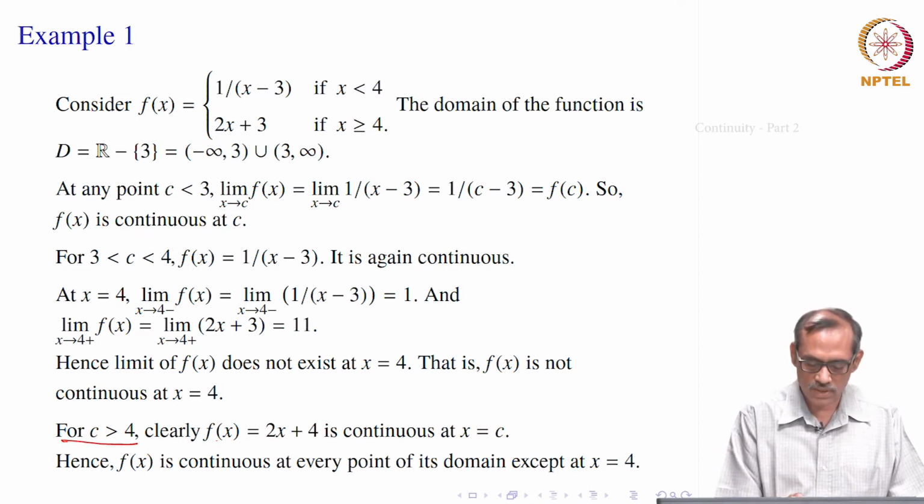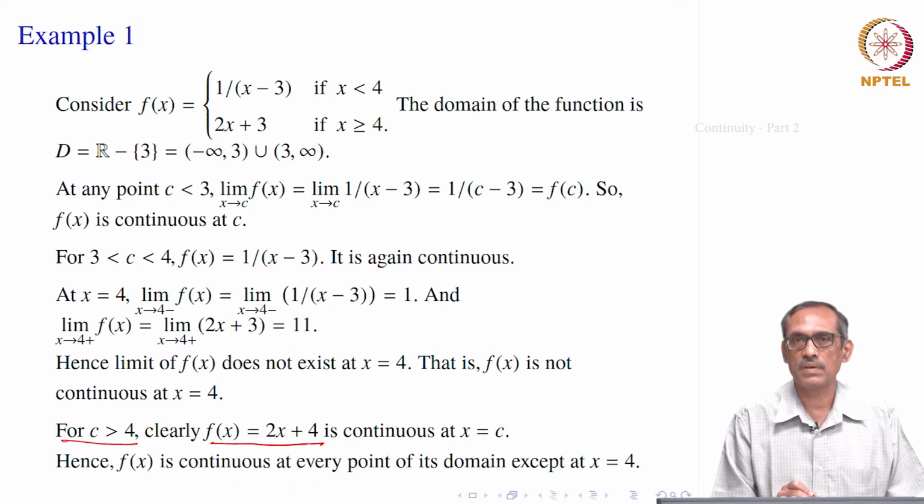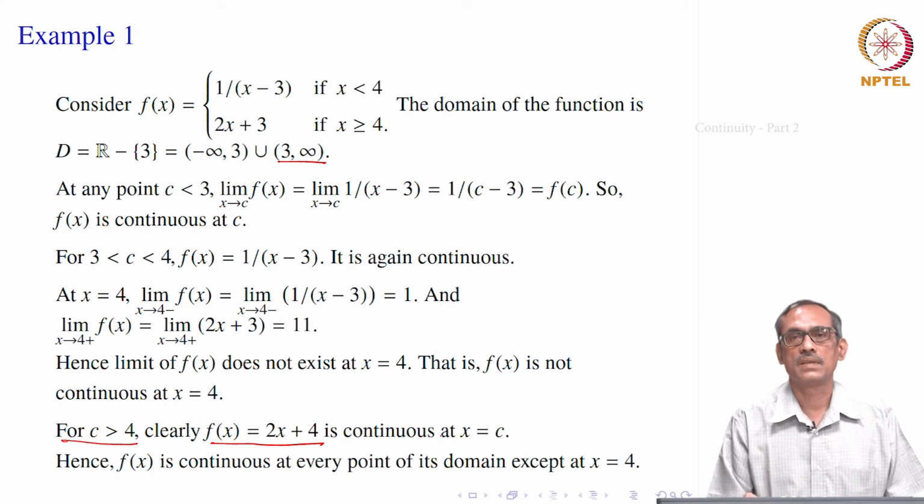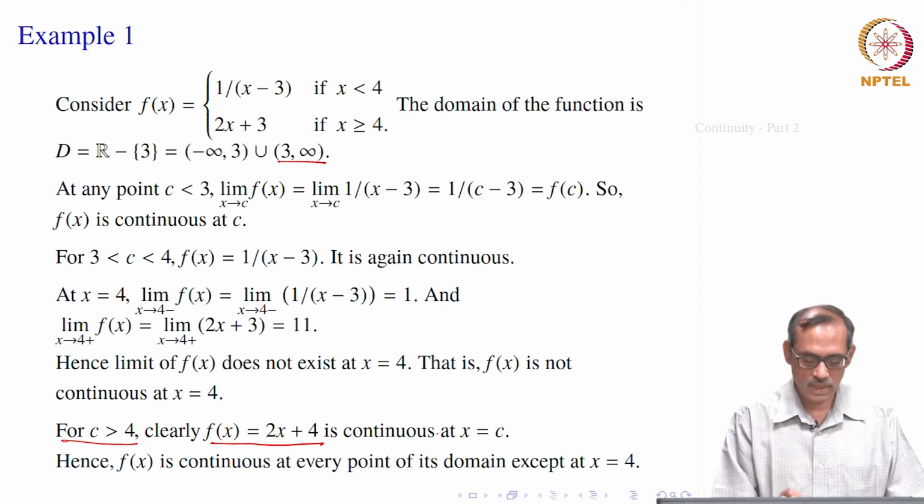So, again this is the function f(x) equal to 2x plus 4, and we find its limit at any point c. c is an interior point in that interval. So, both side limits exist. Algebra of limits says that it will be equal to 2 times c plus 4, which is also equal to f of c, right. Therefore, it is continuous at x equal to c.